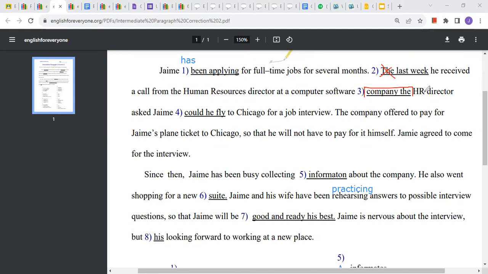Is this correct? Do we put a comma, or a period? Yes, a full stop after "company." And then we will capitalize our T. The HR director asked Jamie, could he fly?